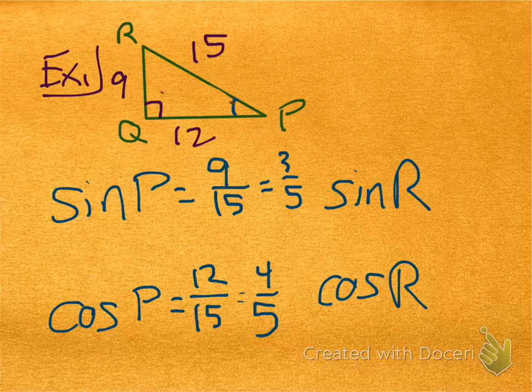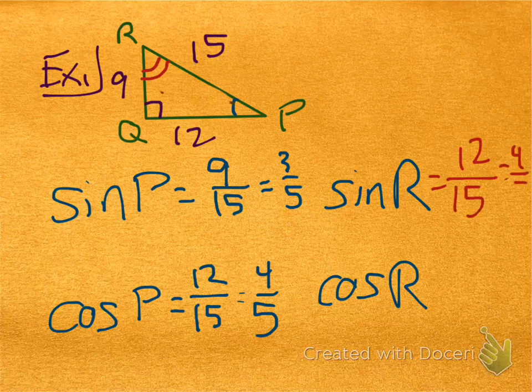But sine of R, again, the opposite to angle R. So now we're dealing with this angle here, right? So the opposite of angle R is 12. So we have 12 over the hypotenuse, which is 15. And what does this simplify to? 4 over 5. Right? And cosine of R, which is the adjacent side length, which is 9, over the hypotenuse, which is 15 again, which is 3 over 5.